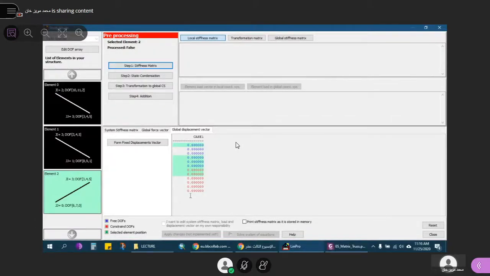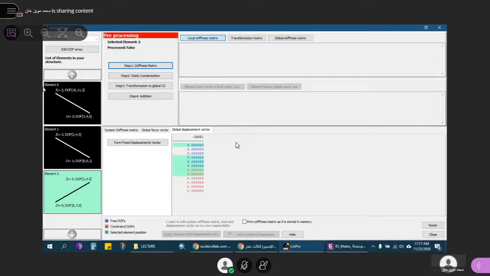Now, as you can see over here, blue is free degree of freedom and red is constrained degree of freedom. In the textbook we have known degree of freedom and unknown degree of freedom. The known degree of freedom is nothing but the constrained, and the unknown is nothing but the free degree of freedom. So this is the notation. And the most important thing here in the LinPro: the notation starts from 0.